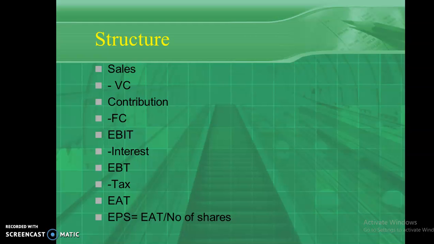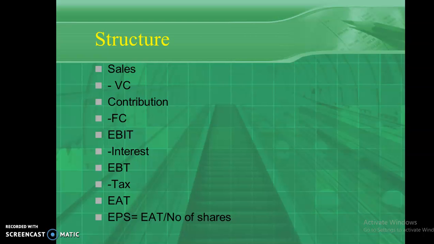So what is EPS? EPS equals net profit after tax divided by number of equity shares. So this is the structure of leverage. So what is operating leverage? Operating leverage tells that 1% change in sales will lead to certain percentage change in EBIT. If operating leverage is 1.50, what is the meaning of that? 1% change in sales will lead to 1.50% change in EBIT. That's the meaning of operating leverage.